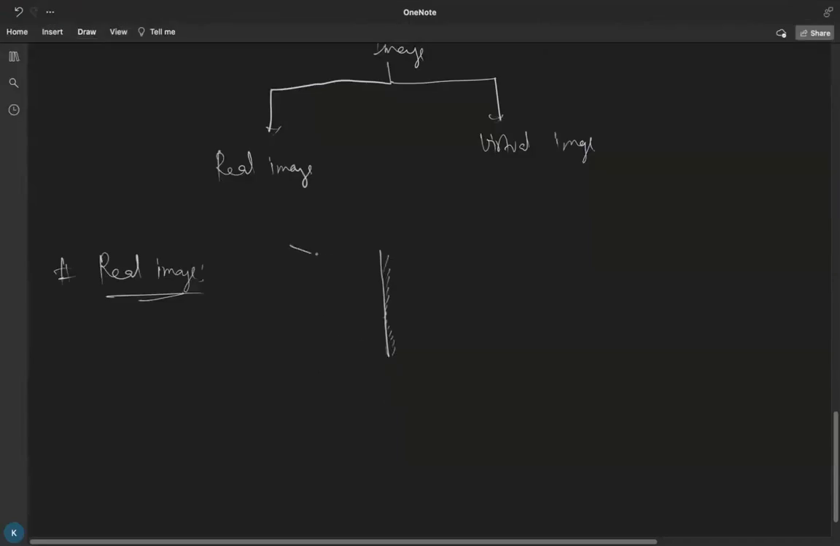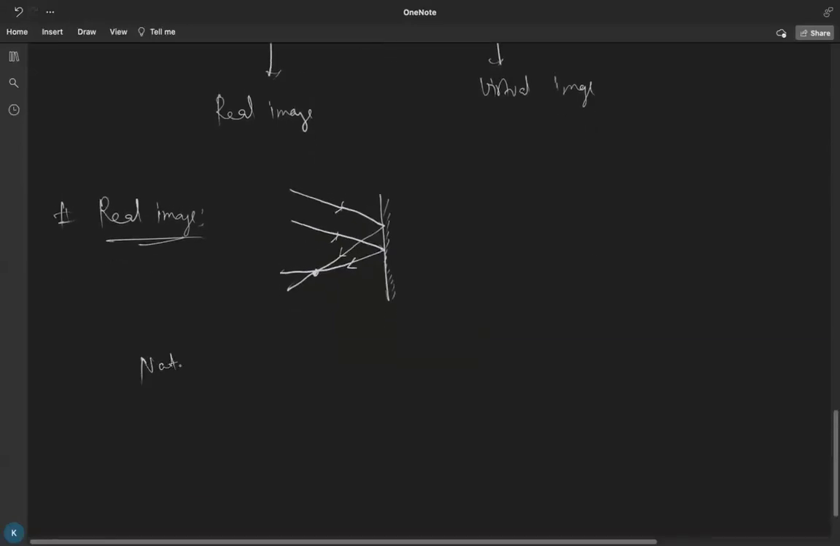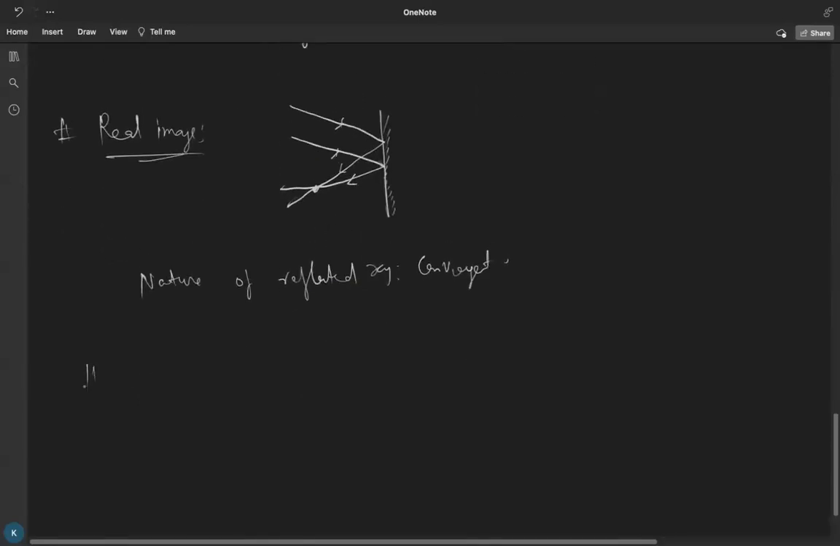So let's take this as the incident ray of light, and let's take another incident ray of light which is parallel to this one. Now what I'm trying to say is that somewhere they intersect, right? So this is where the reflected rays of light intersect each other, and it is termed a real image, right? And in this, the nature of the reflected light is convergent.